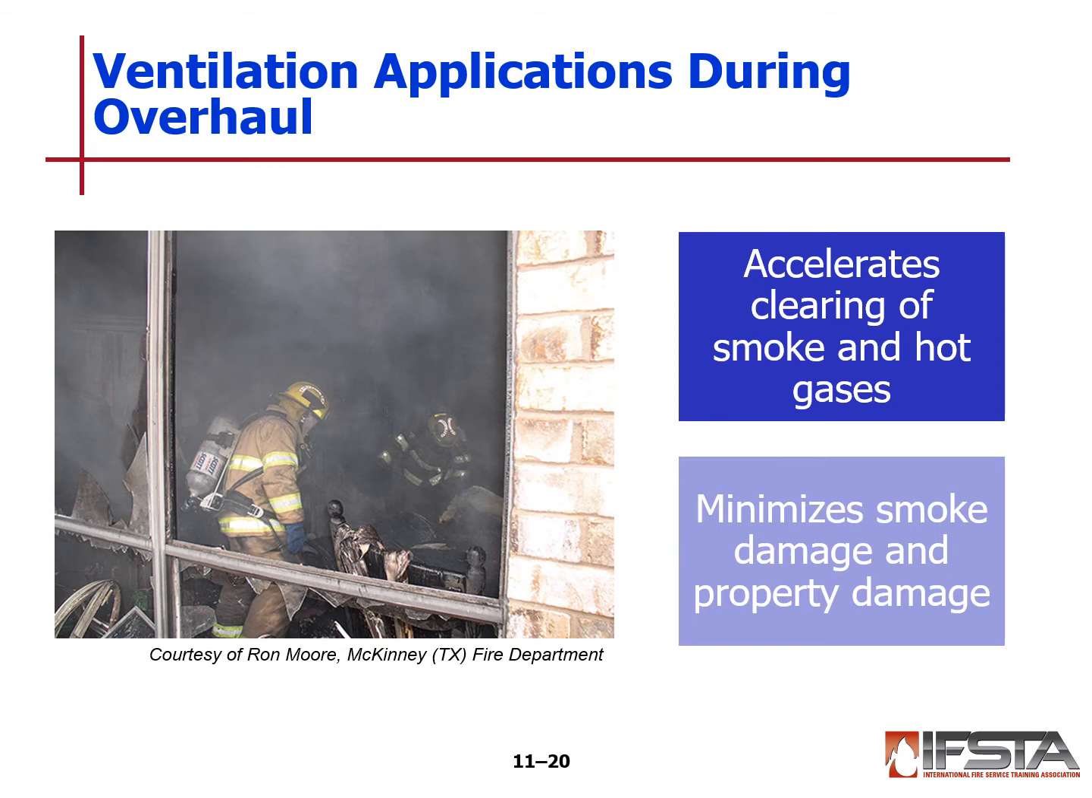Ventilation applications during overhaul. This can accelerate clearing of smoke and hot gases and minimizes smoke damage and property damage. It's not uncommon to start positive pressure ventilation, which is fans blowing in, as we open some horizontal openings such as windows, and we can channel our smoke removal by opening and closing doors in rooms to clear them out. This is basically when we have the main fire put out, we're hitting hot spots, and we're trying to get smoke and carbon monoxide out of the structure.